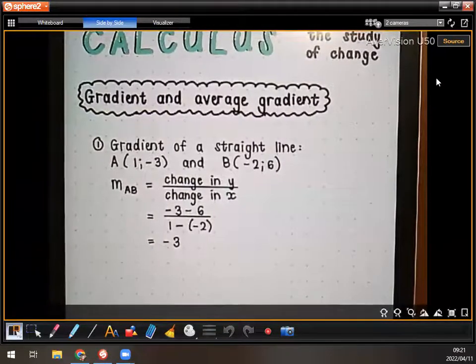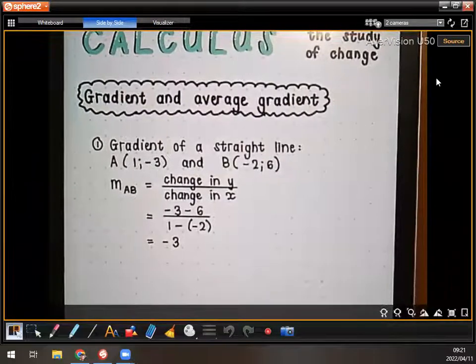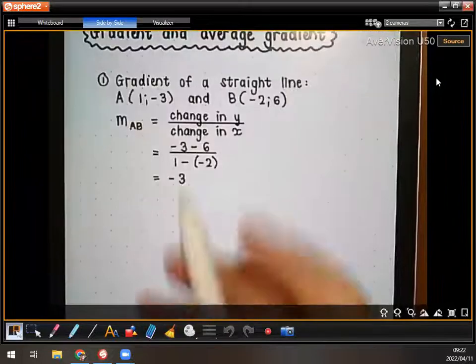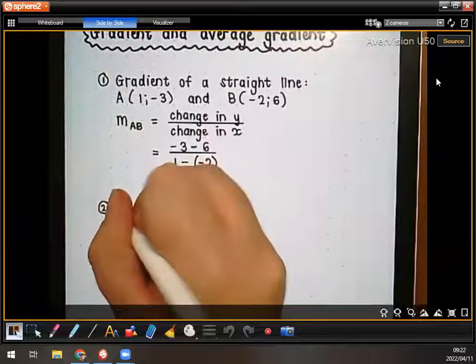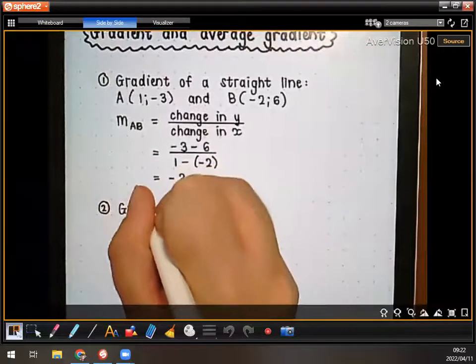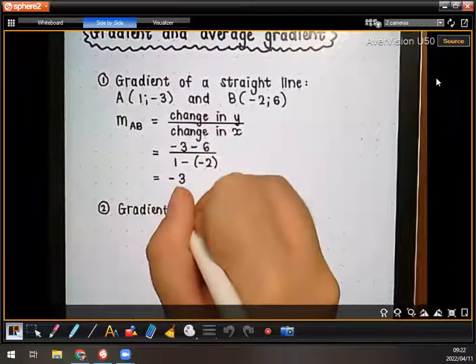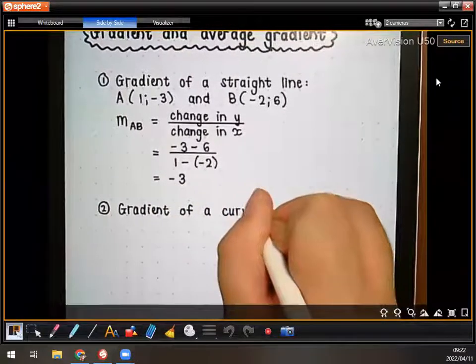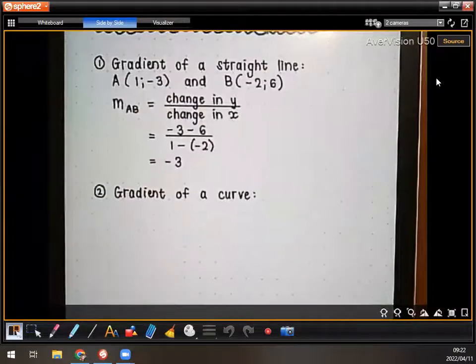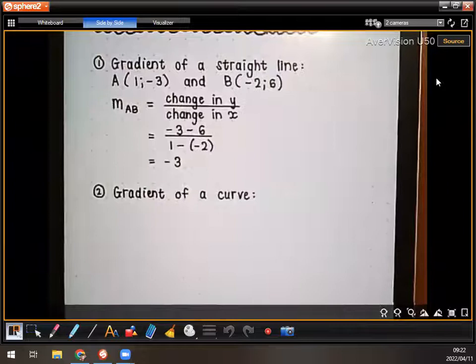Now, this year we're going to actually start calculating gradients of curves as well. And that's a bit tricky because if we are to try to choose the gradient of a curve, there you go. All right, so gradient of a curve.